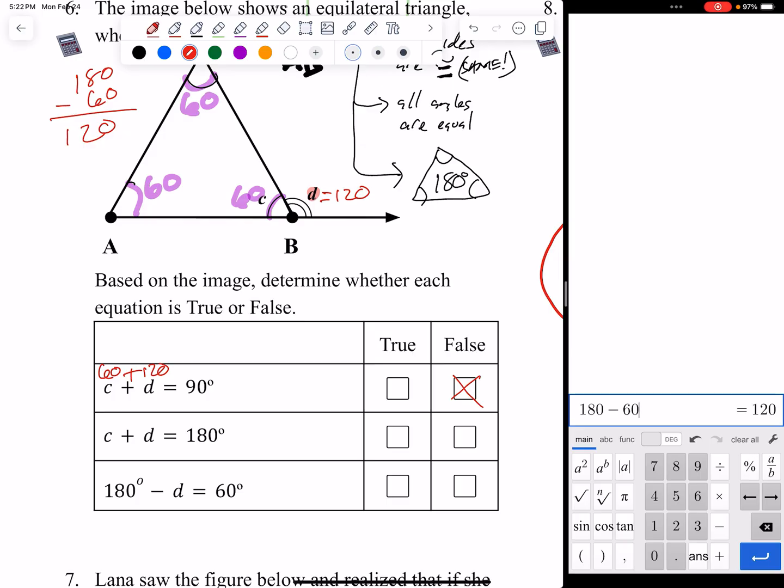All right, C was 60. D is 120. If I add them, do I get 180? Yeah, I just said that. Let me just double check. 60 plus 120, that is 180. That is true. And then lastly, I got 180. D is 120, so subtract 120. Does that equal 60? So 180 minus 120. Yes, it does.